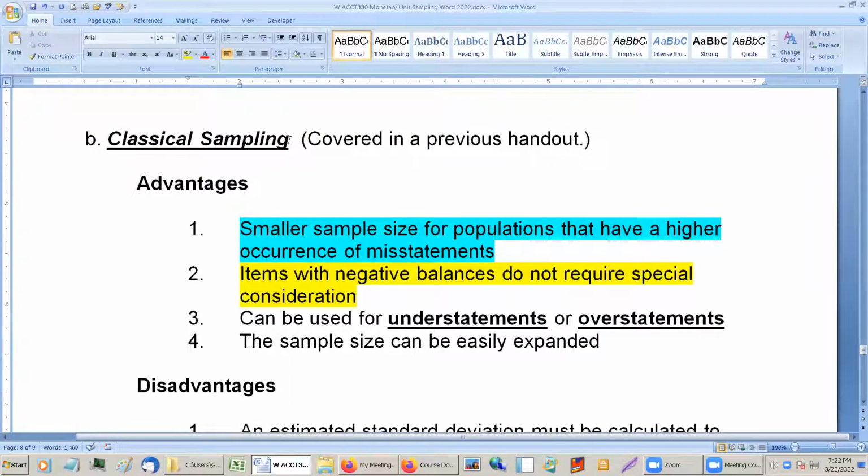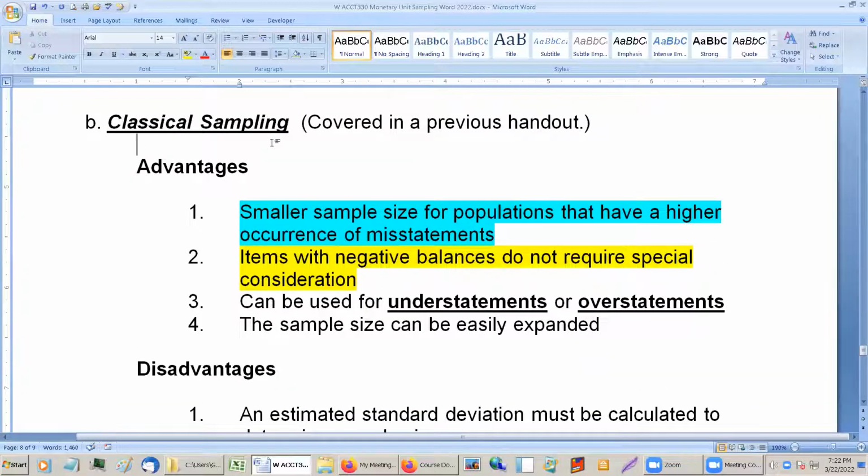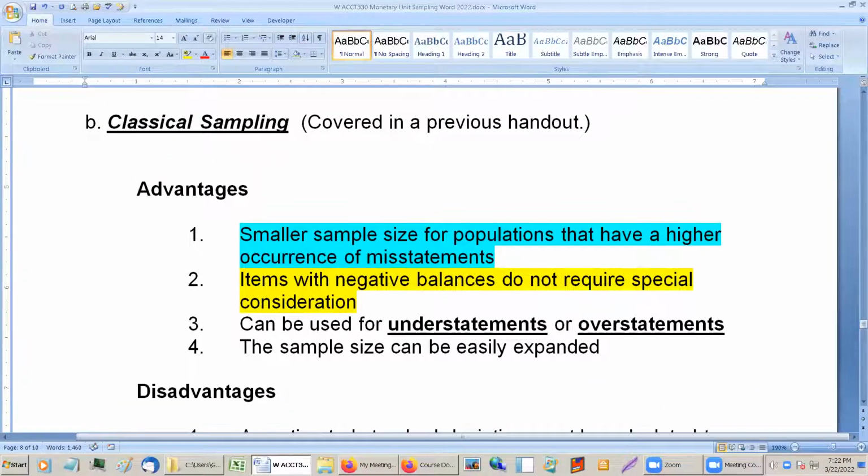So classical sampling. This is the stuff we already covered, the mean per unit. Oh, my caps lock's on. It's still on.